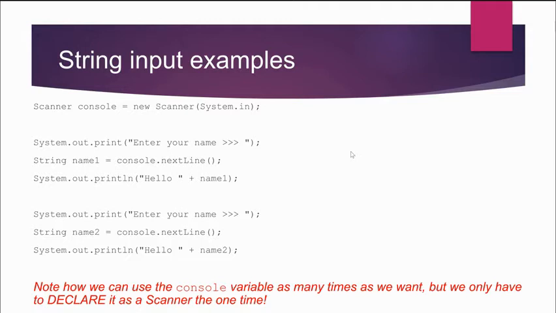So here's a string input example using two nextLines. What we're trying to demonstrate here is that we create one scanner object. The scanner is called console. Then we prompt for a name and store it in name1. Then we say hello to that name. Then we ask for another name. This one is stored in name2. Notice that we're still using the same console. We didn't construct a new console or scanner object in order to call nextLine twice.